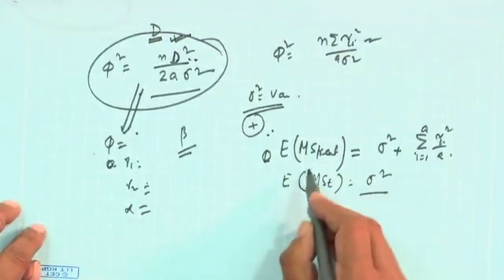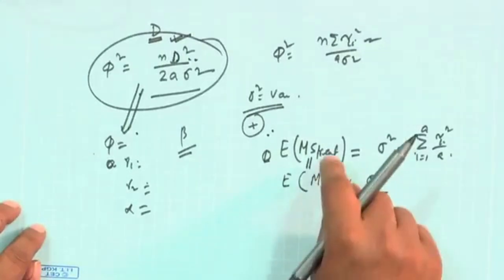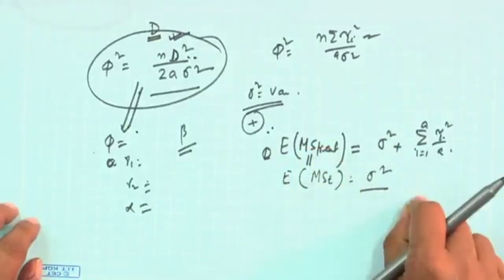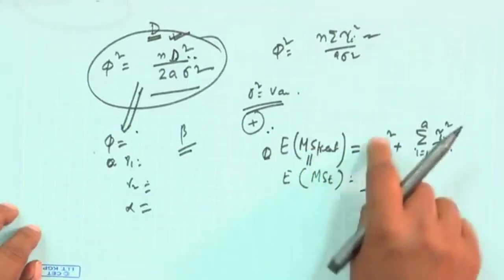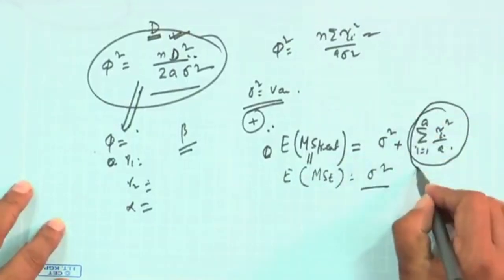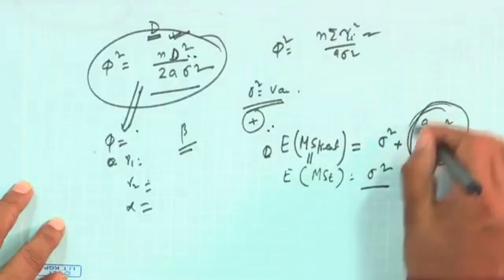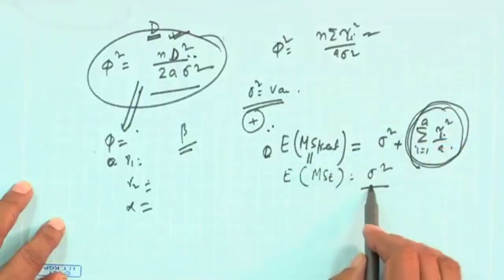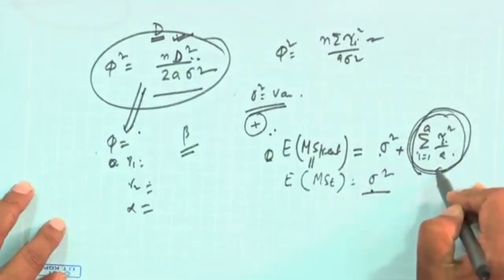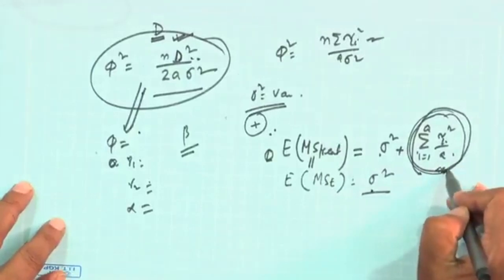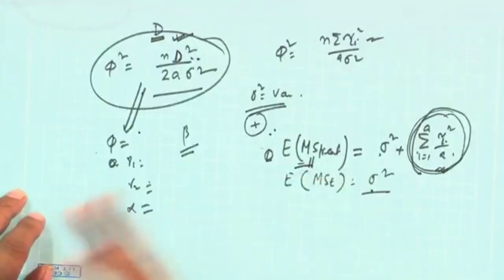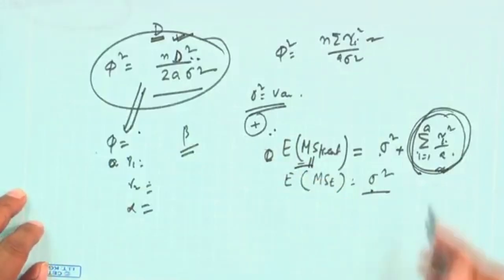So, if there is no treatment difference, then the expected values of the MS treatment and MSE become equal. If there really is a difference, then this becomes significant. The expected value increases from sigma square to sigma square plus this term. If this increase is significant, then there is a significant difference between the treatment means. So, what is that?